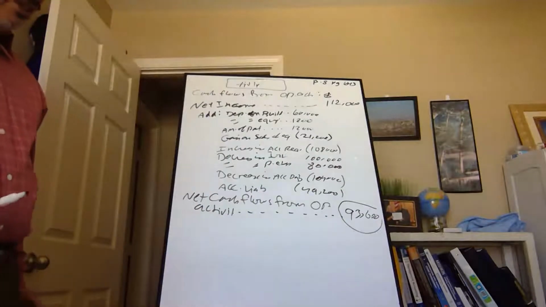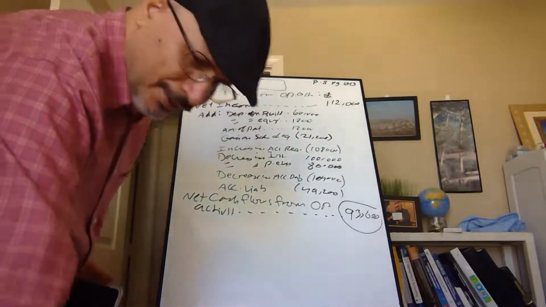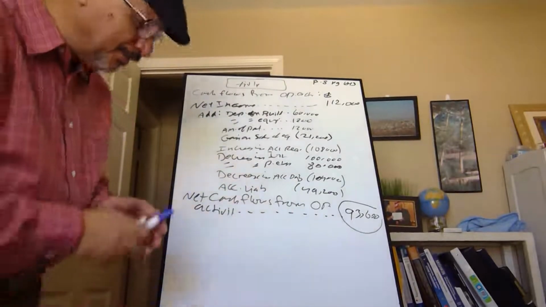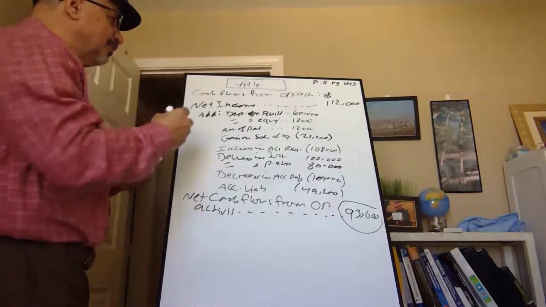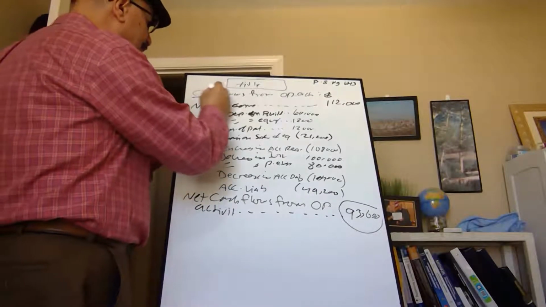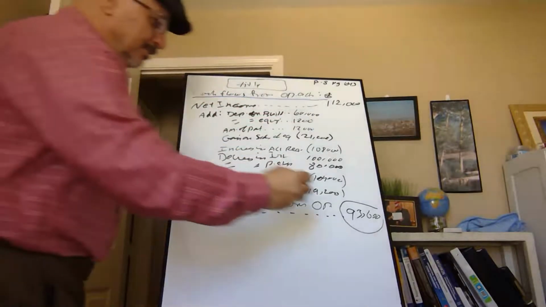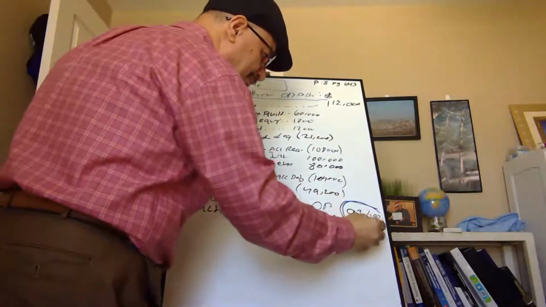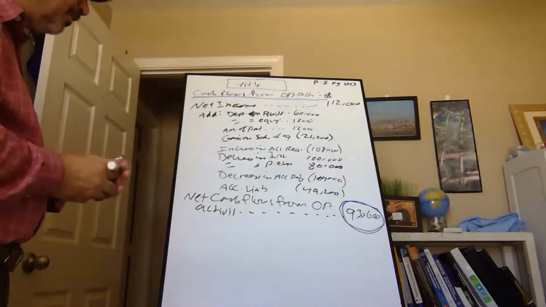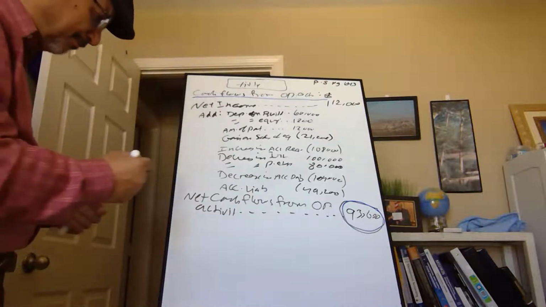Next is cash flows from investing activities. So this is the first component, cash flows from operating activities, and it was 93,600. Okay. Now we're going to do cash flows from investing activities.